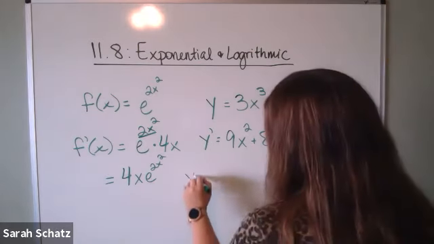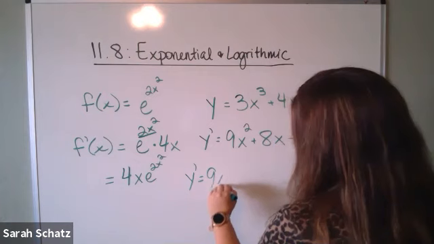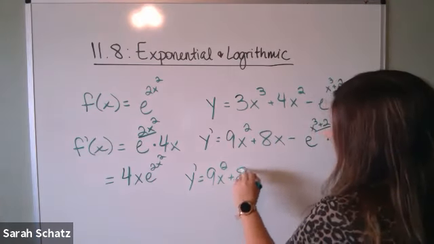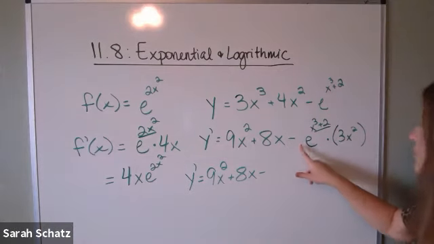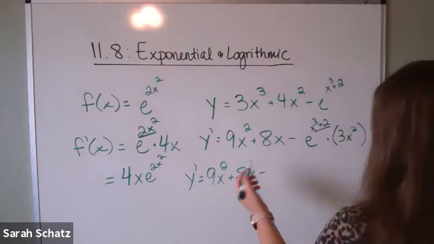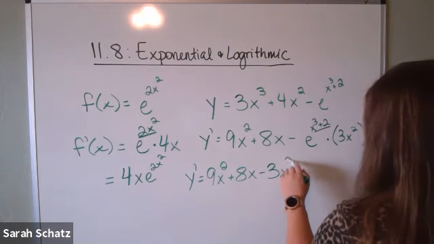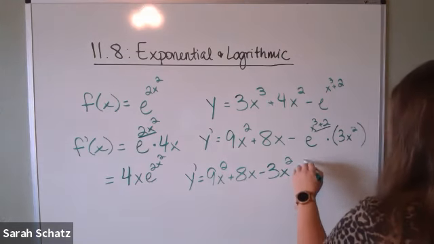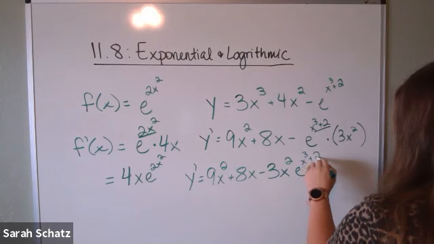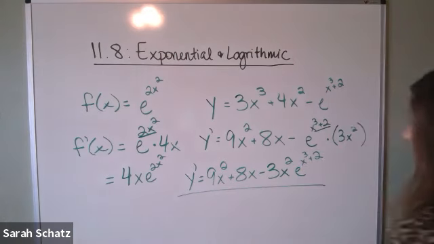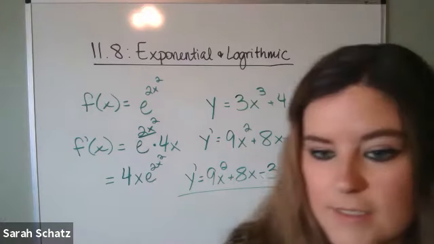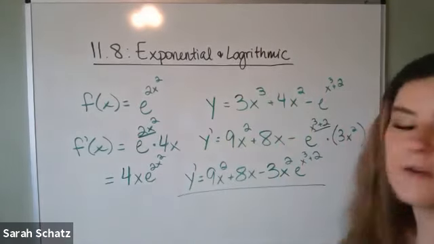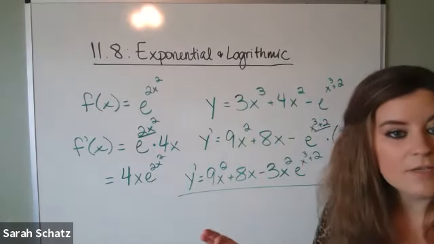So your final answer for this function, we've got the 9x squared plus 8x minus, and if you want, you could put this 3x squared in front of the e term. That's what I would do. I would call this minus 3x squared times e to the x cubed plus 2. So whatever rule you need to use, you can use it at any time. It's not a one size fits all, even in the same function.